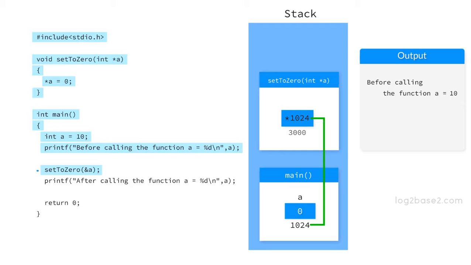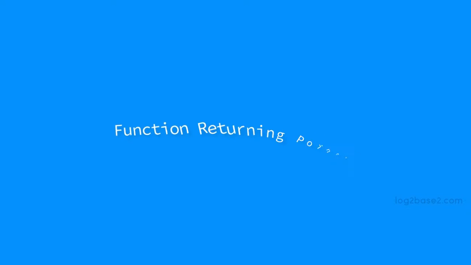Now control returns to the main function, and again we have a print statement which prints "after calling the function a equal to" and prints the value of a, which is 0. So if we pass the address of a variable to a function, any changes to that variable will reflect in the actual value of the variable. In our case, the actual value of a is changed to 0 after the execution of the set to 0 function. Now let us discuss functions returning pointers.